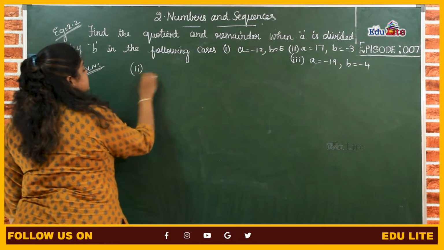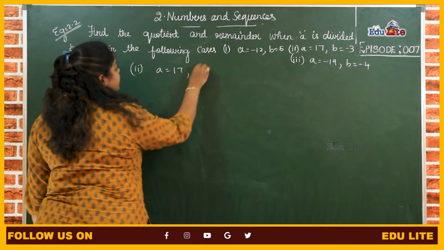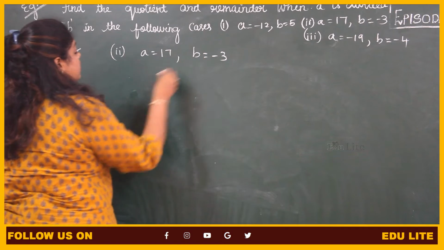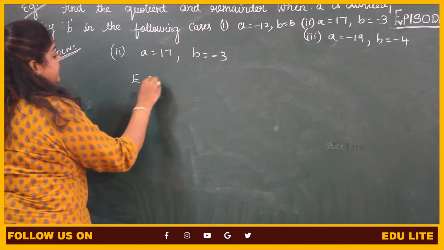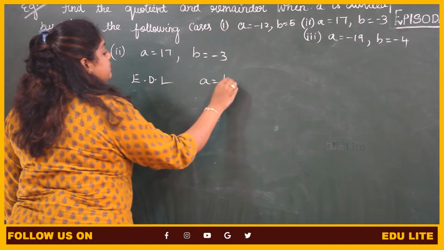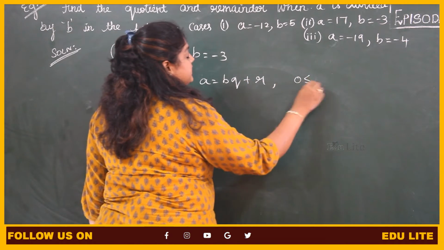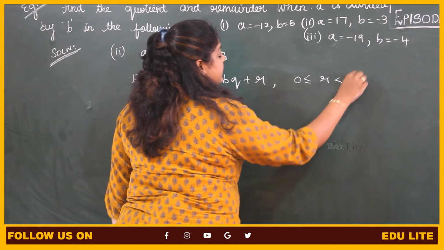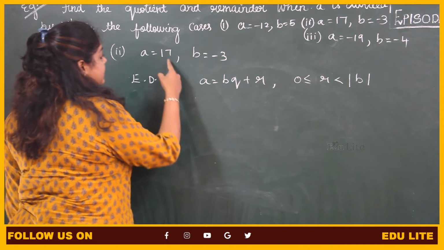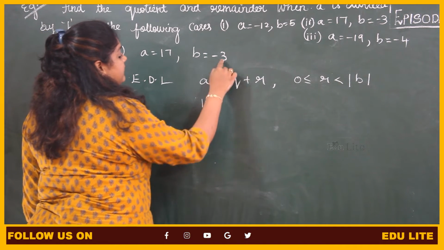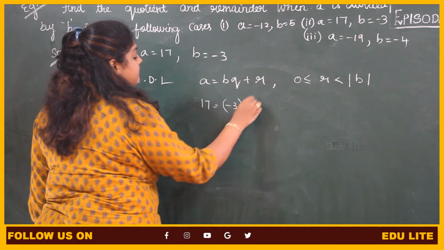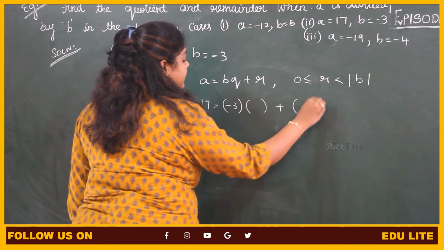The second subdivision is A is 17, B is minus 3. According to Euclid's division lemma, A equals BQ plus R, where R varies as 0 less than or equal to R less than modulus B. The A value given is 17 and the B value given is minus 3. We have to find the quotient and remainder.